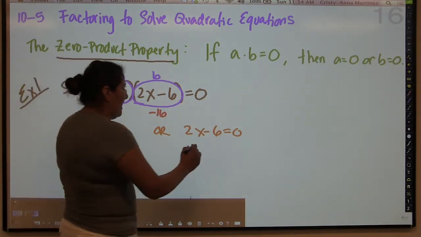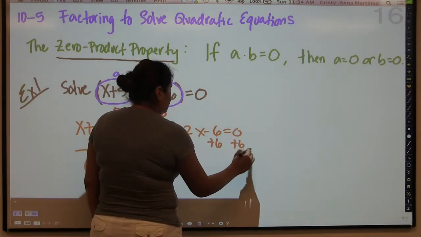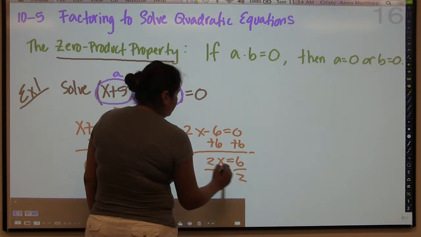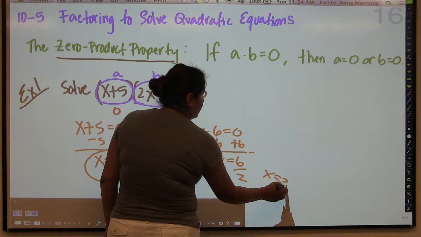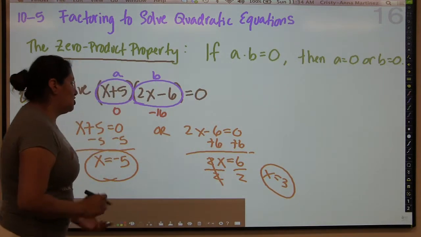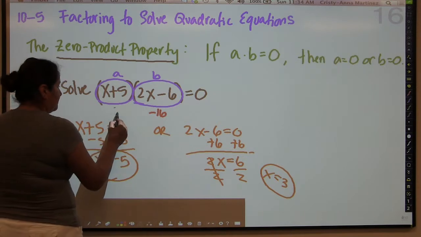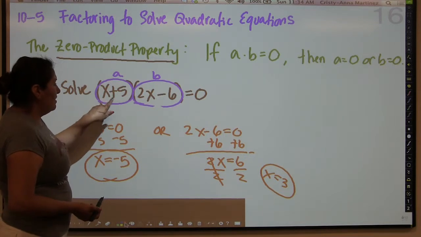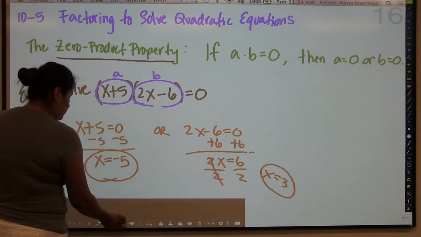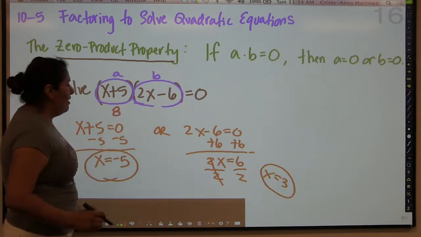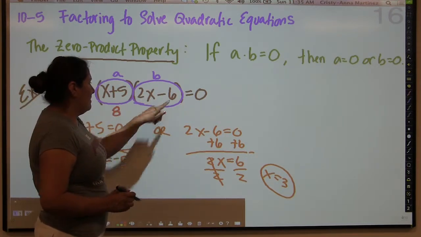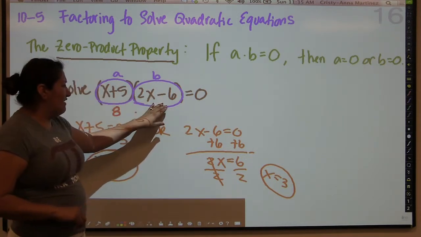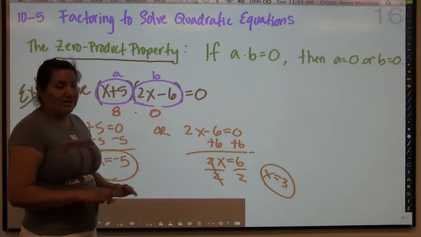The other solution, we're going to add 6 to both sides, and we get 2x equals 6. Then we can divide by 2, and x equals 3. And again, just to show you how this works, x equals 3. If we plug 3 into the first factor, 3 plus 5 is 8. That's not 0. If we plug 3 into this one, 2 times 3 is 6, and 6 minus 6 is 0. But even though the first factor is not 0, when I multiply it by the second factor, which is 0, then I'll still get 0. So that's how that works.